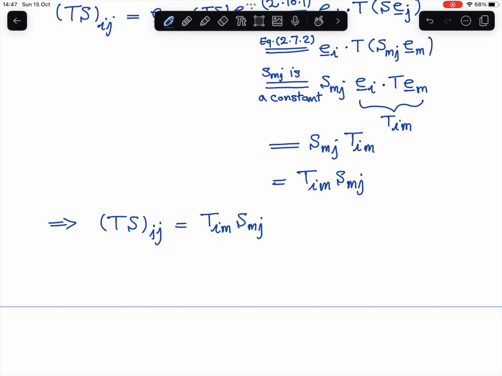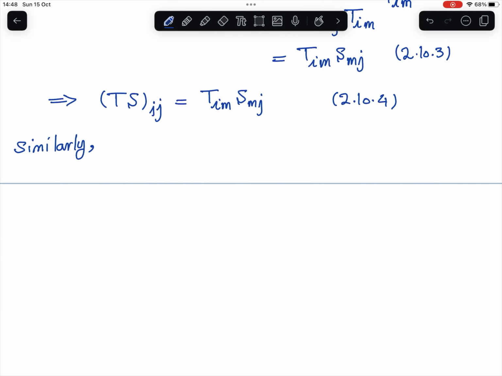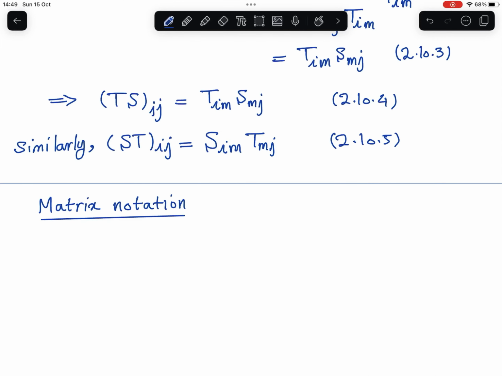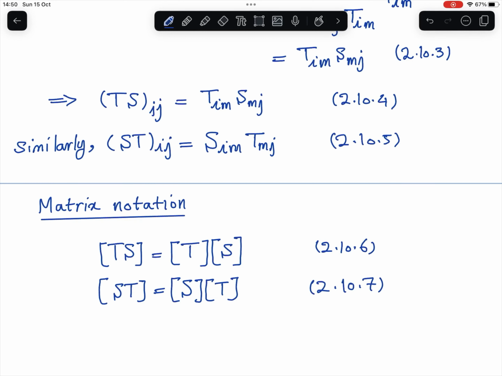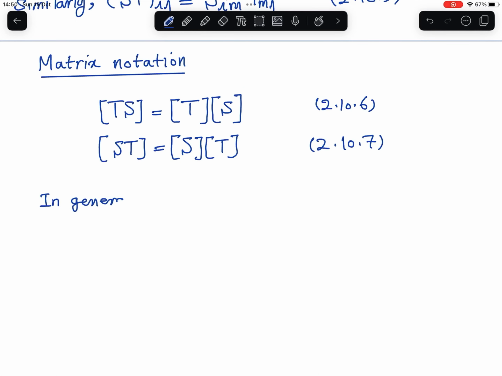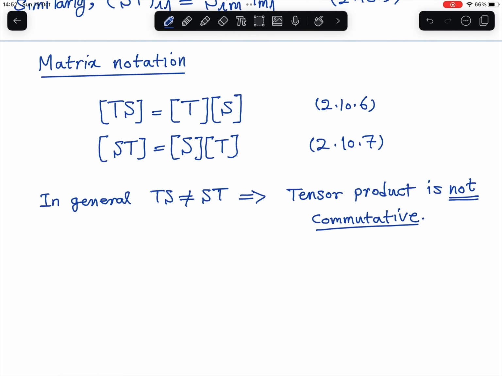This expression highlights how individual components of T and S contribute to the ijth element of the product tensor. Similarly, STij equals Sim Tmj. In matrix notation, we can write. In general, TS is not equal to ST. Therefore, tensor product is not commutative.